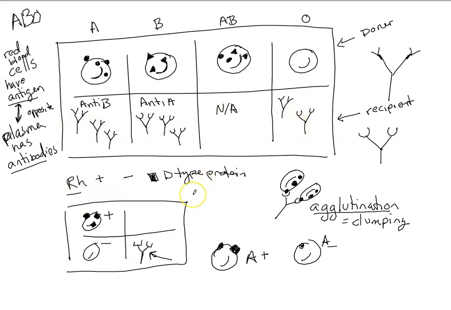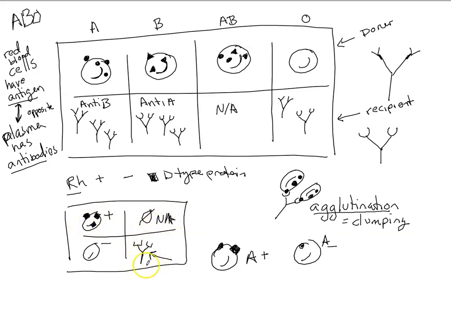That's why it's a special category. And of course, somebody who has the D-type protein, we want the opposite for their plasma, so there will be no anti-D antibody in a positive person. That's just a null, that's an N/A, let's do N/A, be consistent.